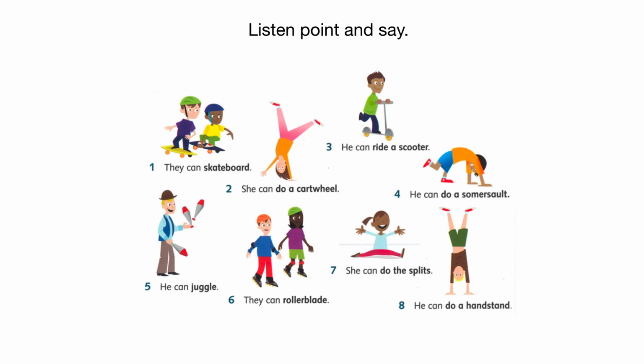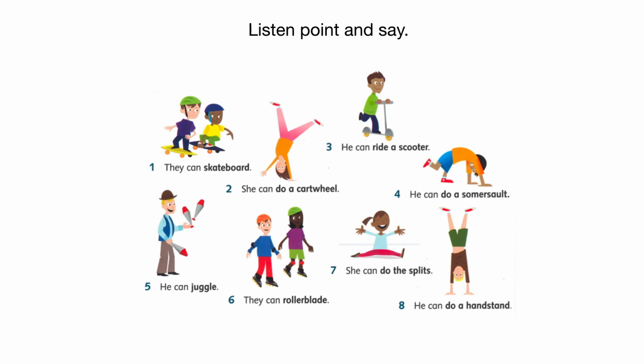Number 1, they can skateboard. Number 2, she can do a cartwheel. Do you know what a cartwheel is? Yep, a cartwheel is колесо. And number 3, he can ride a scooter. Number 4, he can do a somersault. Somersault in Russian means кувырок.